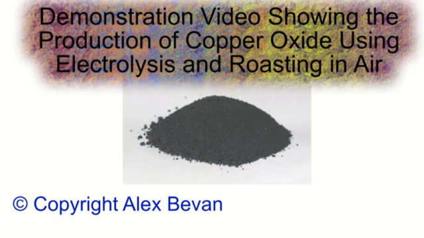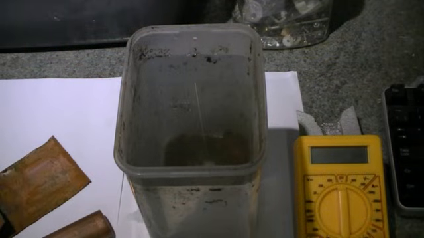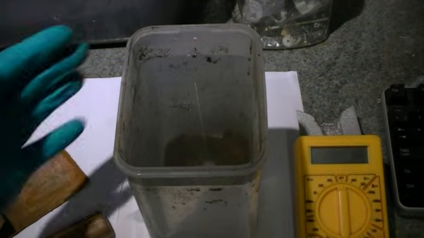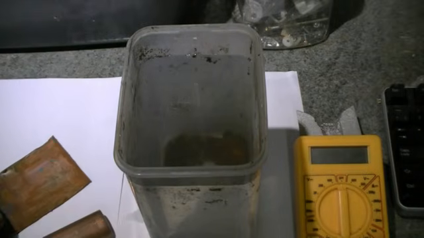In this demo, we're going to turn some scrap copper metal into copper oxide using a couple of processes. The first process we're going to use is electrolysis using a solution of sodium chloride or common table salt.